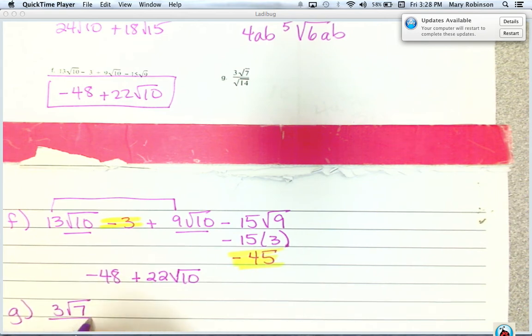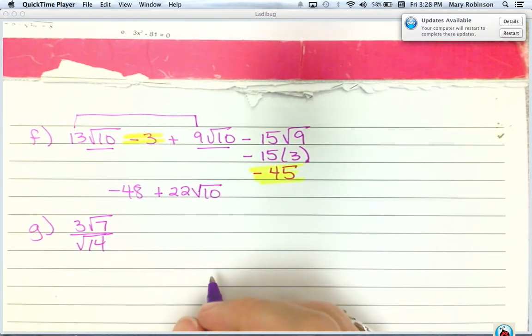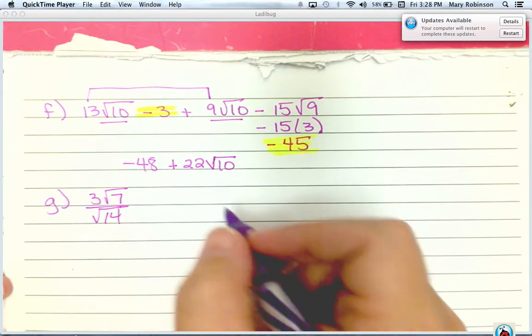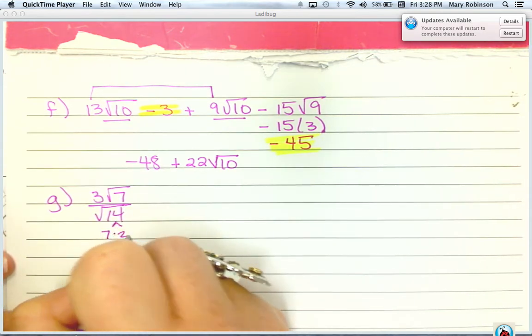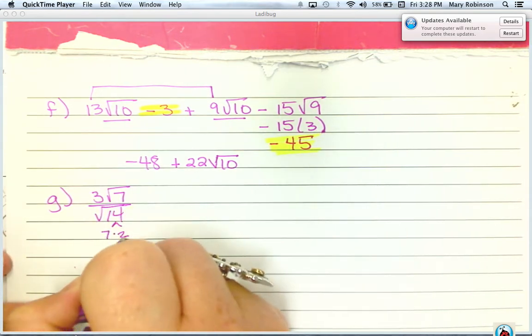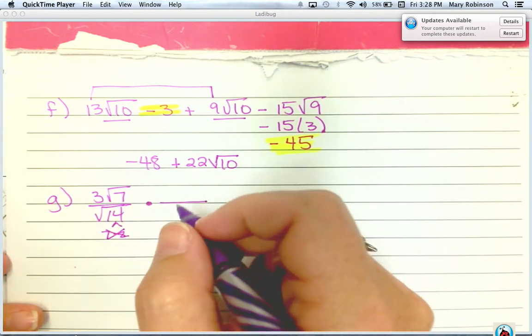3 square roots of 7 divided by the square root of 14. Now, if I were to simplify this, I would just get 7 and 2, meaning it does not further simplify. So that means I can go ahead on to my step for rationalizing.